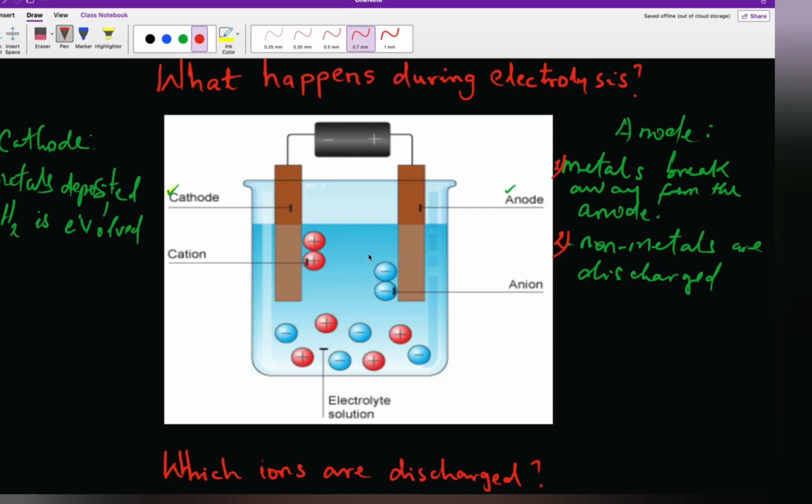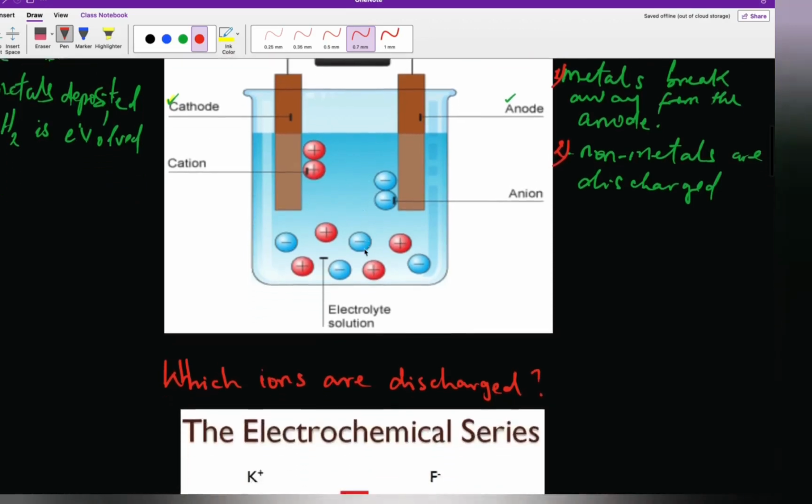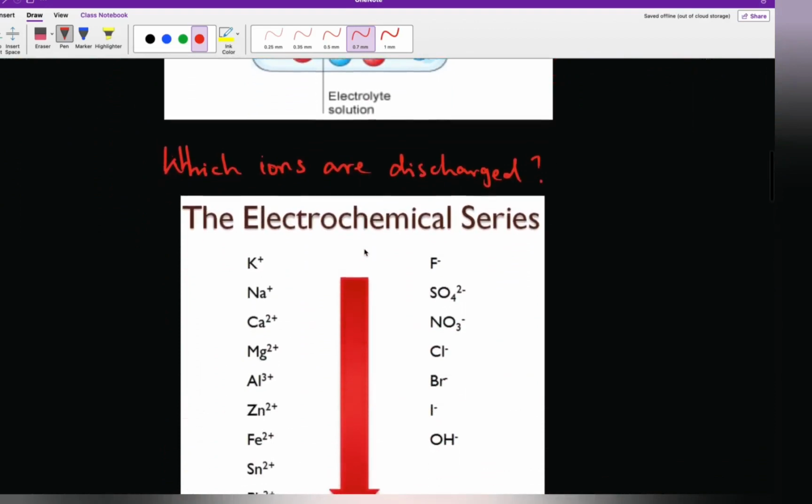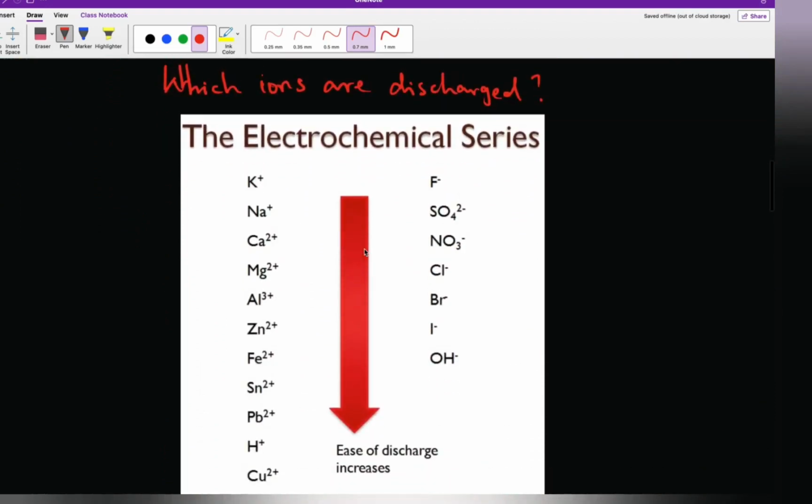Now, this drives us to the second section. How do we know which ion is discharged at the cathode or at the anode? The ions that are discharged at the cathode or at the anode will depend on their position in the electrochemical series.